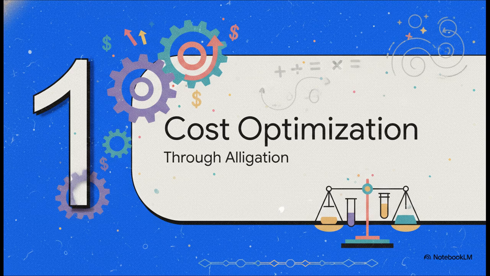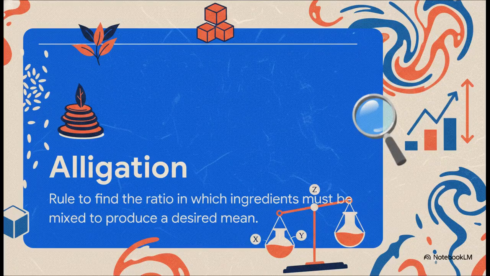We're going to start by taking what is essentially a textbook math concept and transforming it into a vital, strategic tool for your day-to-day cost management. Let's start with a quick definition. Allocation is basically a mathematical rule used to find the exact ratio you need when mixing ingredients of different prices or different concentrations to hit a specific target mean. Think of this as your precision scalpel.